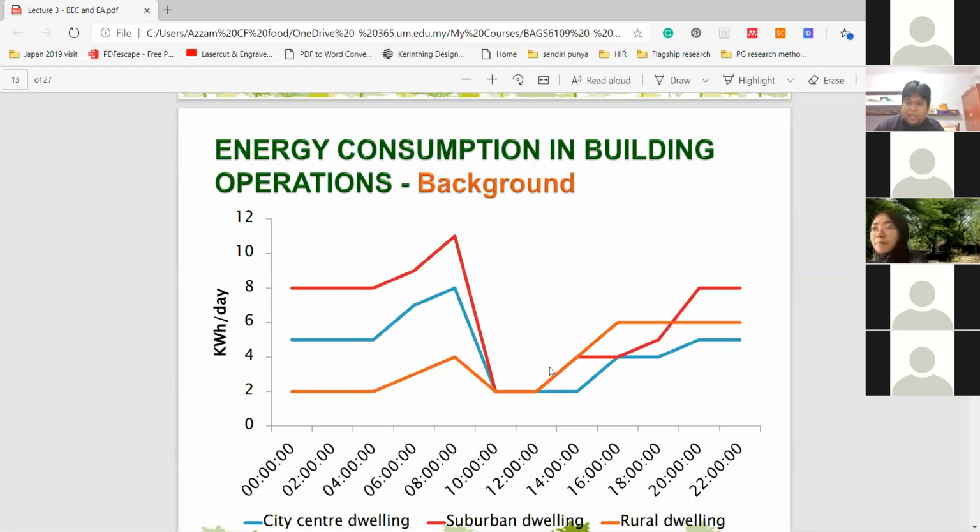And it comes either earlier or later. The city center dwelling is a bit later, because you're stuck in a traffic jam and whatnot. If you're in the suburban or rural area, it becomes faster that you come back home and start using electricity, and it goes up to a certain amount, right? In suburban areas, the houses are bigger, there's more air conditioning, there's more equipment at home. You use more electricity. So hypothetically, this is the trend, the pattern, the difference between the three kinds of dwellings, according to location.